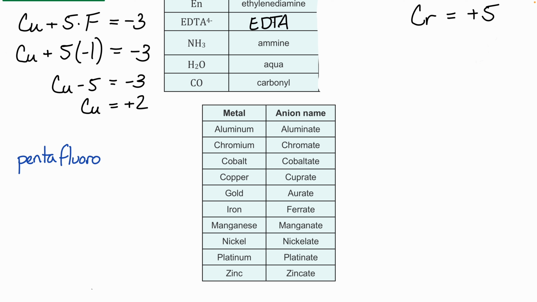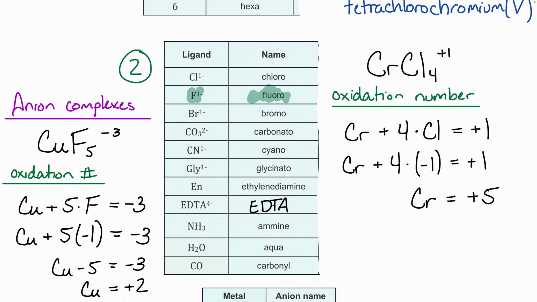But now we see this other chart down here. When we have a positively charged complex, we refer to the metals just by their normal metal names. But if they're in a negatively charged complex, we have a special name for those metals. Usually you just tack -ate onto the end, or some form of that. Some of them are a little bit more fancy. So for copper, when it's in an anion complex, you use the word cuprate. So this would be pentafluorocuprate 2.